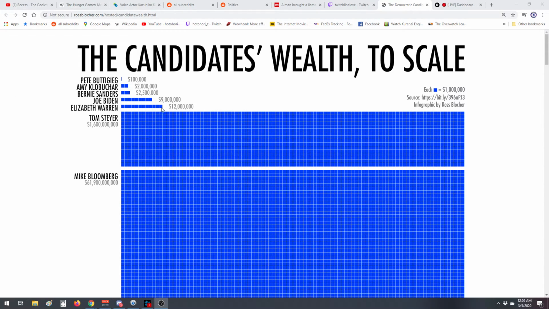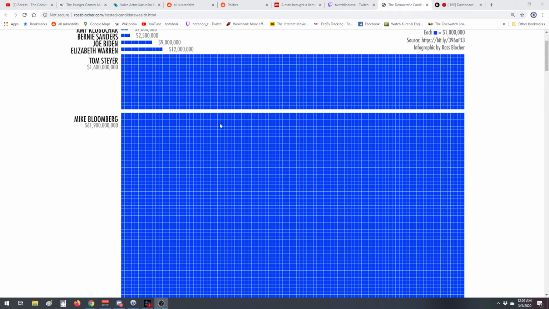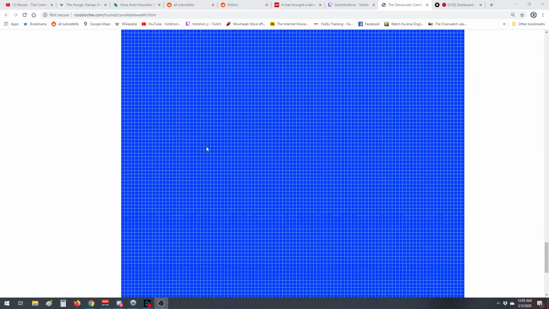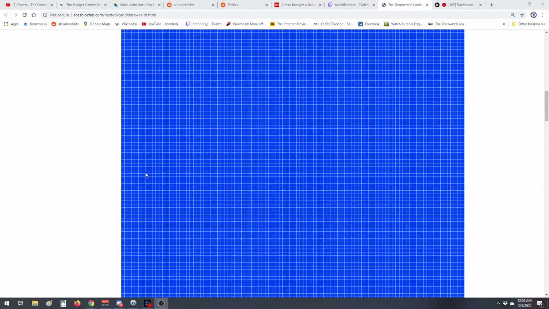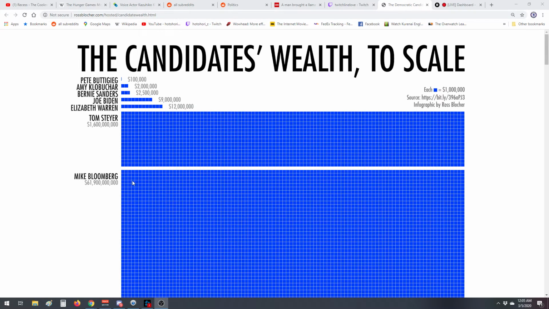But yeah, take a look at this. For those who are on the stream and watching, somebody did another very interesting example with rice kernels, little grains of rice, where each grain was I think $10,000, and they put the value of each candidate into a small mason jar. Pete Buttigieg had about 10 grains of rice. Amy Klobuchar had 200 grains, and in a mason jar it doesn't look like much. Elizabeth Warren had $12 million, and had this much.